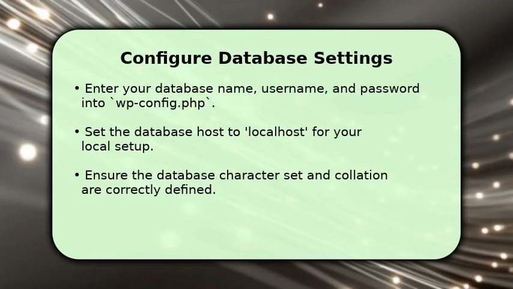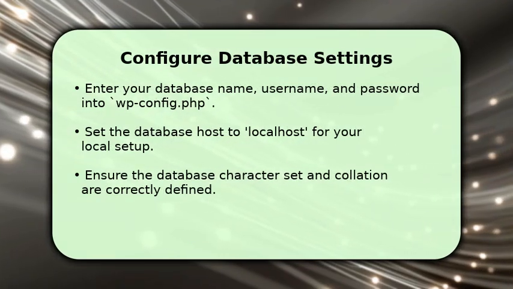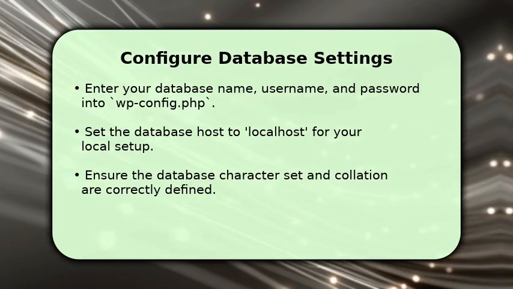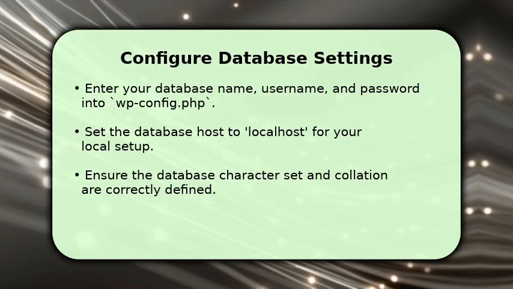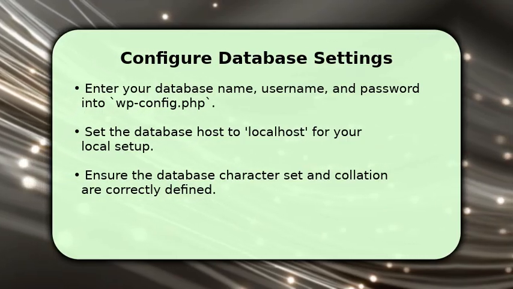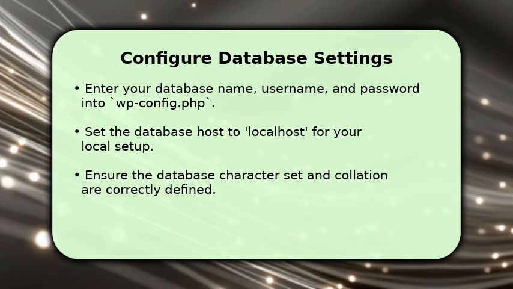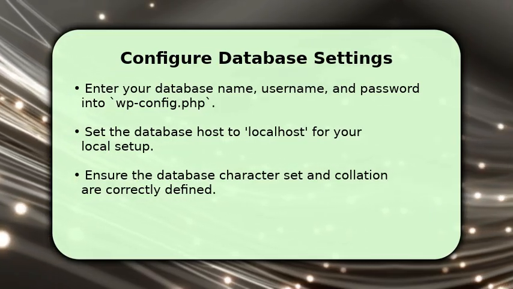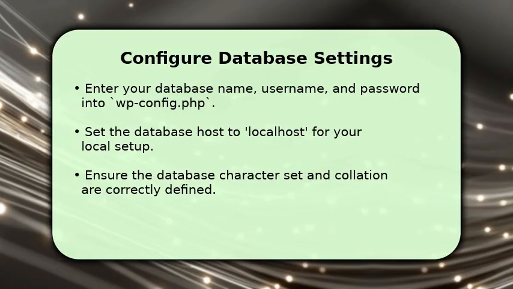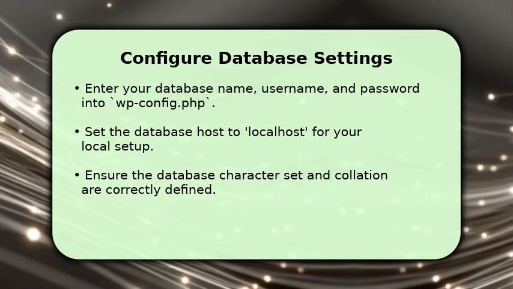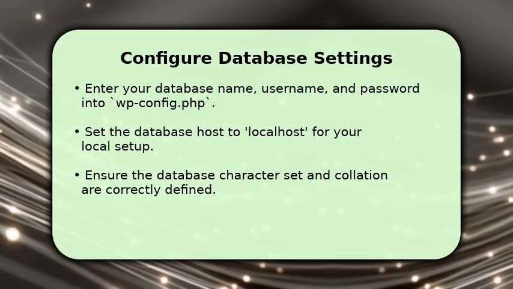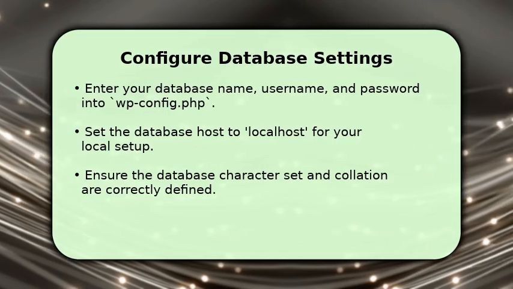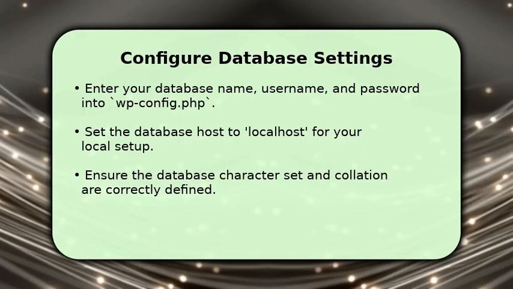With wp-config.php open, you'll need to input your database credentials. Find the lines for DB_NAME, DB_USER, and DB_PASSWORD, and fill them in with the details of the database you created earlier. For a local setup, the DB_HOST should typically be localhost. Double-check that your database character set is UTF-8 and collation is utf8_general_ci. Save the file after making these important changes.